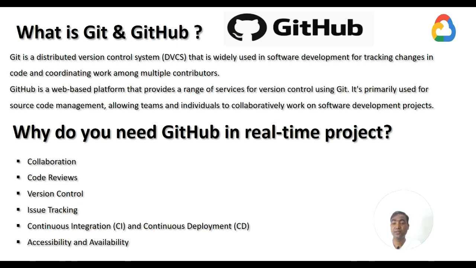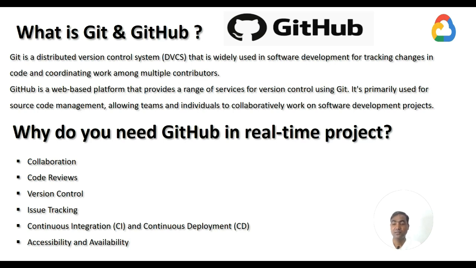GitHub is a web-based platform that provides a range of services for version control using Git. It's primarily used for source code management, allowing teams and individuals to collaboratively work on software development projects. GitHub is built on top of the Git distributed version control system. It allows developers to track changes, revert to previous states, and work on multiple branches simultaneously. Now guys, I hope you understand what Git and GitHub exactly are.